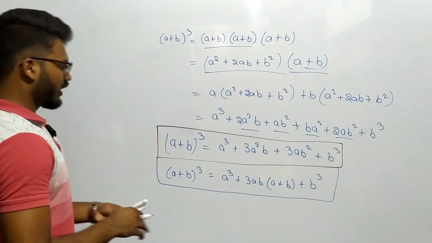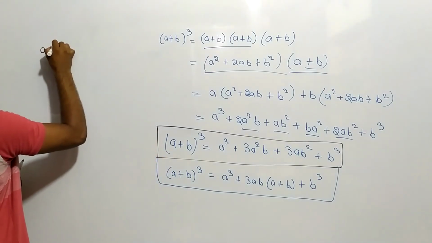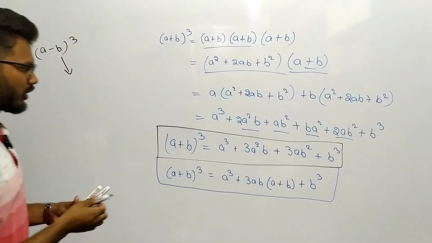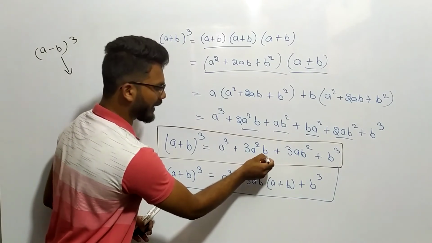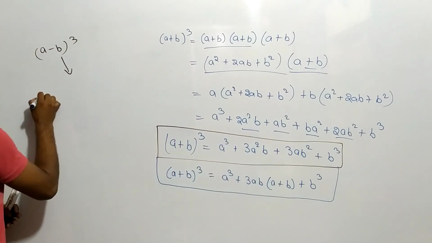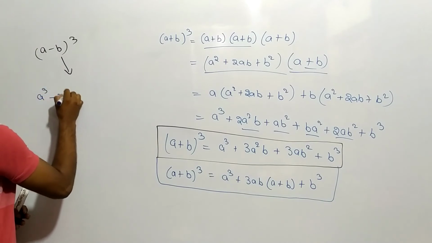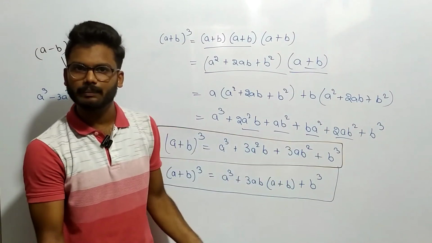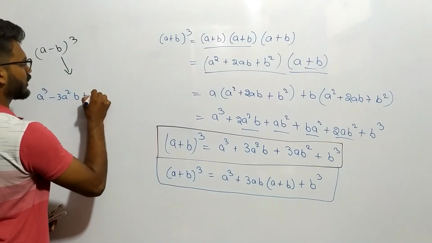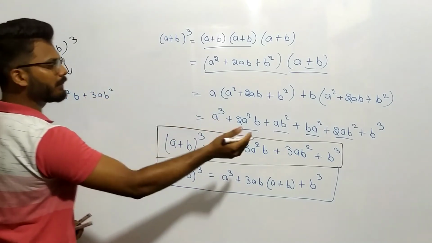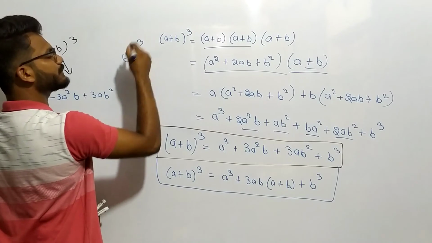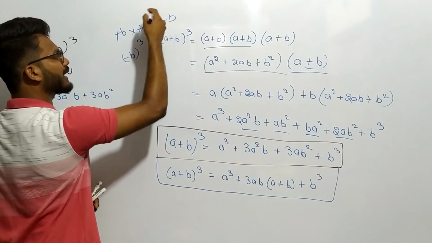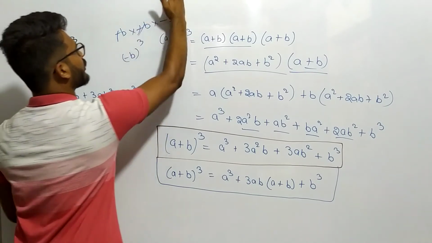In the same way, I will tell you how to derive (a minus b) whole cube. In place of b, you have to substitute minus b, right? So if you put minus b, what will you get? a cube minus 3a square b. And in place of b, if you put minus b, whole square is b square only, so the sign won't change: 3ab square. And b cube: (minus b) whole cube means minus b 3 times, minus b into minus b into minus b. Minus into minus is plus, plus into minus is again minus, so minus b cube. Clear?